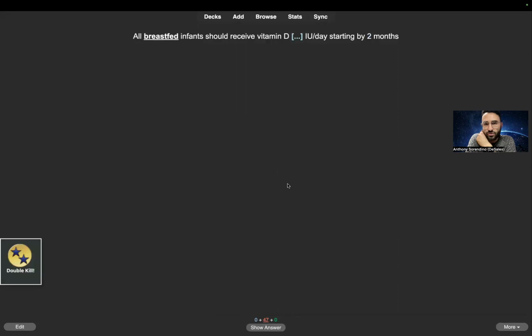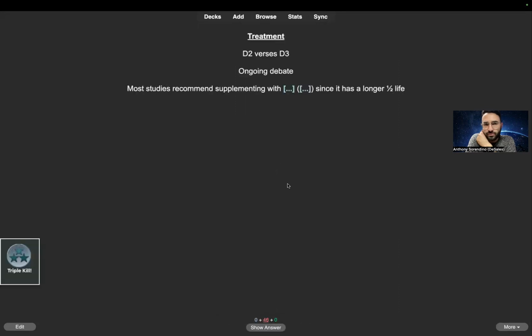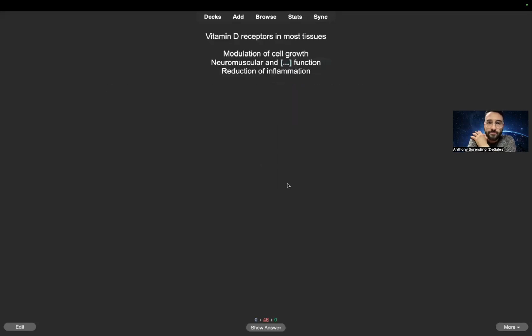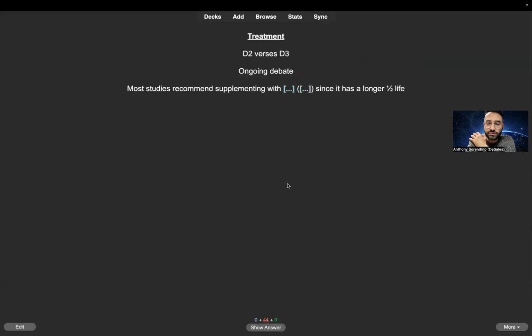2 months. They love asking those questions. 400. D3, calcitriol. Cholecalciferol. I keep doing that. Vitamin D receptors in most tissues, neuromuscular and immune function. Reduction of inflammation. That's just like the benefits of vitamin D. Cholecalciferol, D3.